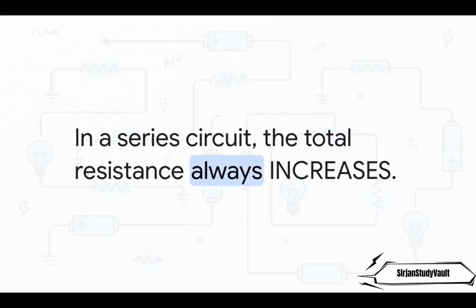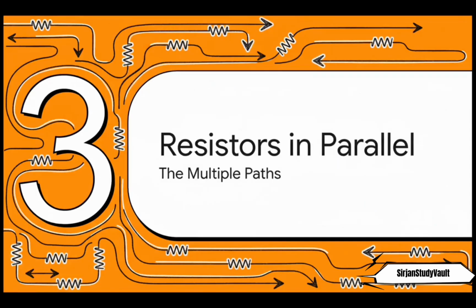Simple as that. So here's the big takeaway, the key rule. Every time you add another resistor in series, you're basically adding another obstacle for the current. You're making the path harder to travel, so the total resistance of the circuit will always go up. Okay, moving on to our second type: resistors in parallel.